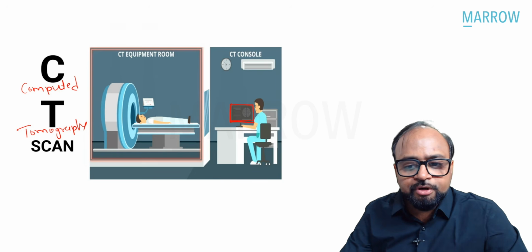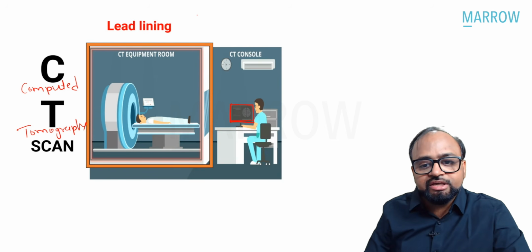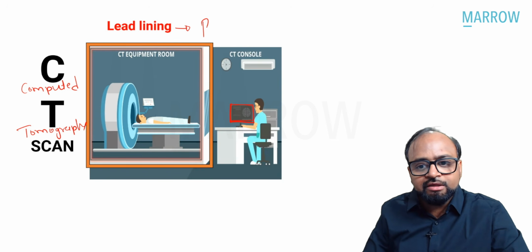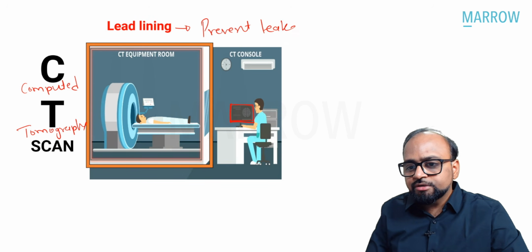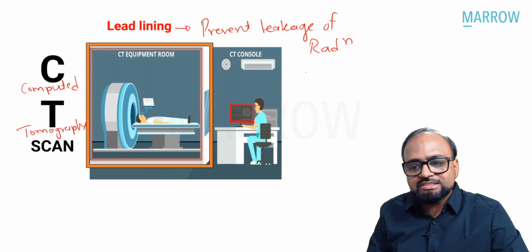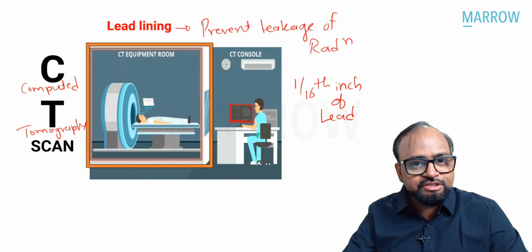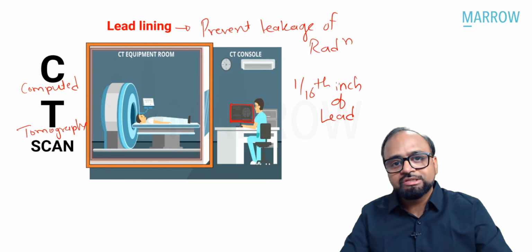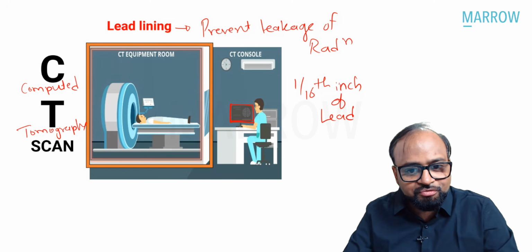Around the CT equipment room, there is going to be a lead lining. Why? To prevent the leakage of radiation. So this lead lining is going to prevent the leakage of radiation, right? It is around 1/16th inch of lead, or around 4 to 6 inches of standard density concrete that is used to block the radiation beams to prevent leakage from the CT equipment room.